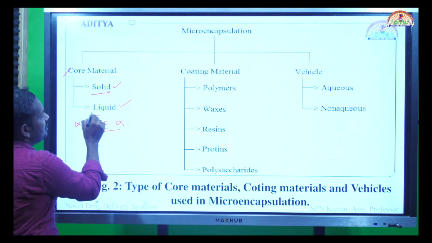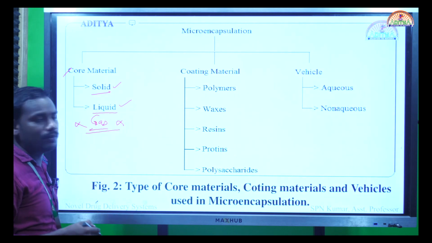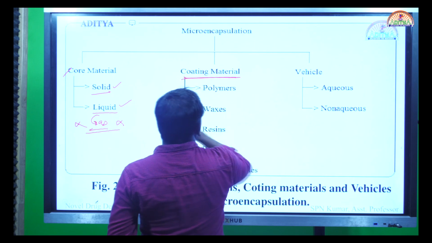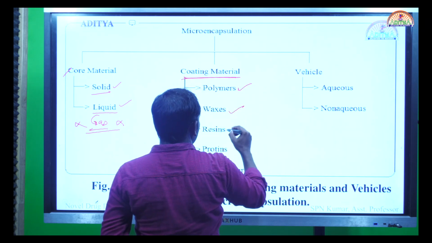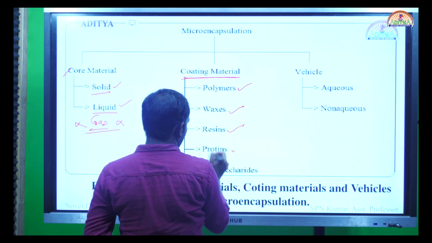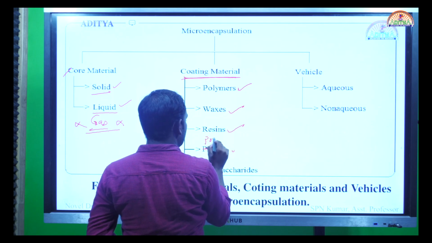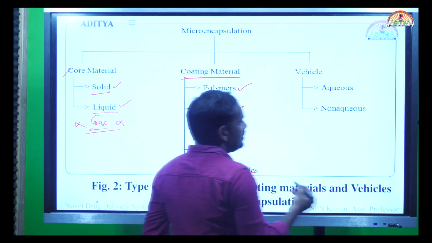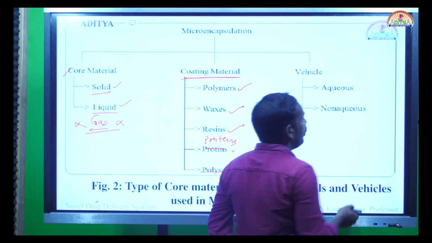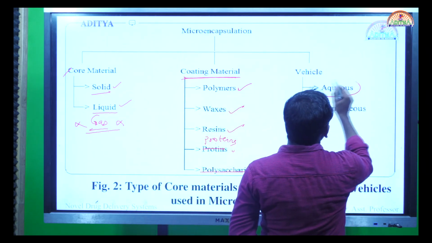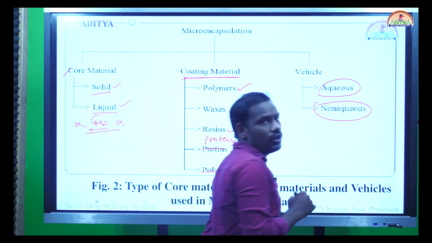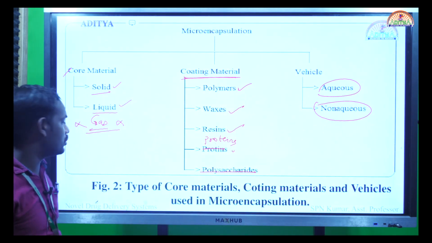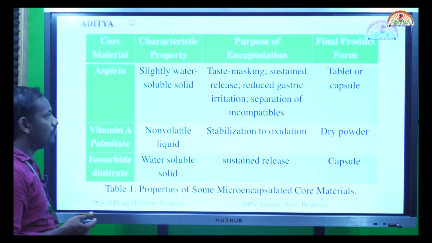So we are generally using solids and liquids for microencapsulation. As a part of coating material, we are using polymers, vaccines, resins, proteins. There is a small mistake over here: this is your proteins or polysaccharides. And as a vehicle we can use isopropyl alcohol, or a water based vehicle, so aqueous and non-aqueous vehicle. This flowchart is a summary of what we learned until now.